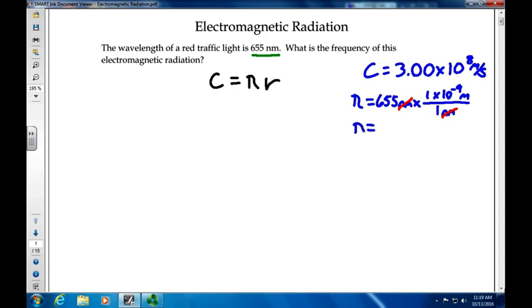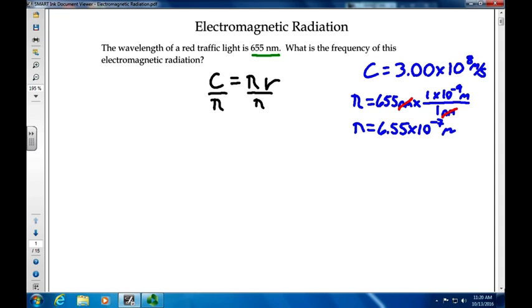So lambda is actually going to equal 6.55 times 10 to the minus 7 meters. So now we have two knowns and one unknown. We want to solve for the one unknown. And to do that, we have to get nu by itself. It's the character that kind of looks like a V. So we're going to divide both sides by lambda.